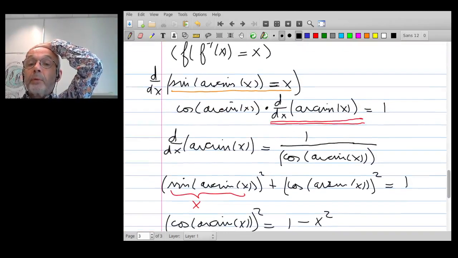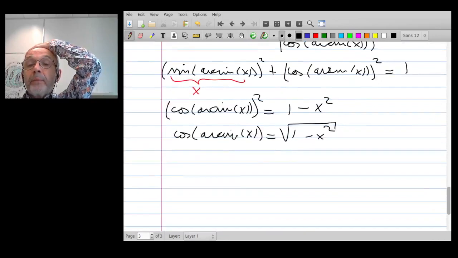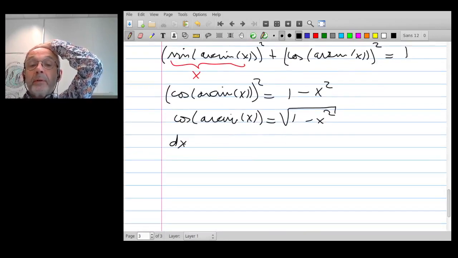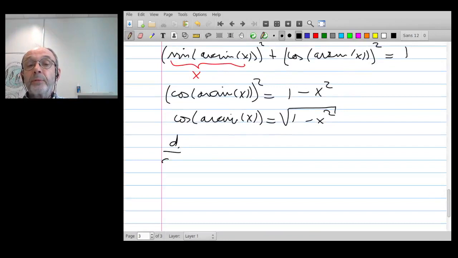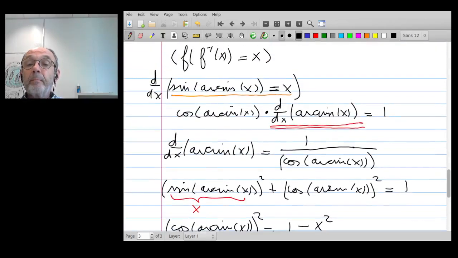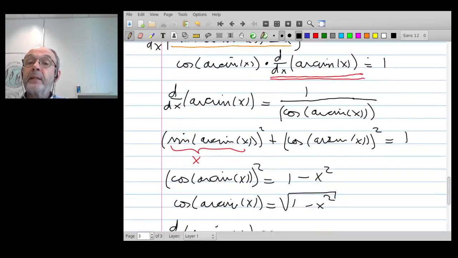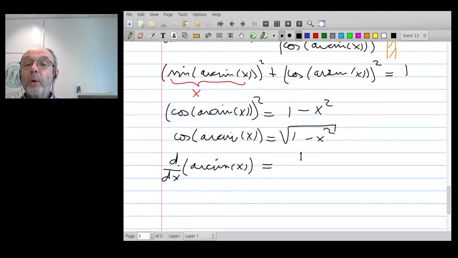And so what do we see? We see now that the derivative of the inverse of the sine function becomes equal to, as we had already, 1 divided by the cosine of the arcsine function, and if we do so, we get 1 divided by the square root of 1 minus x squared.